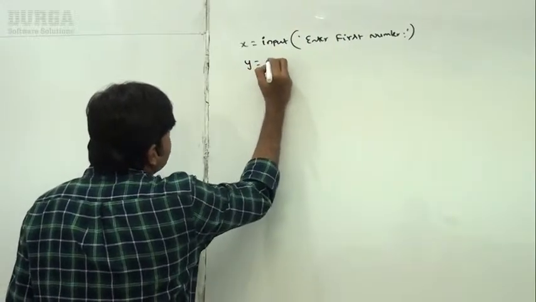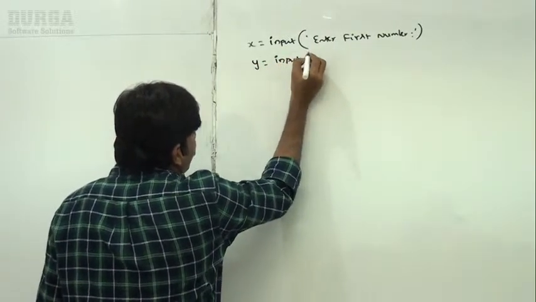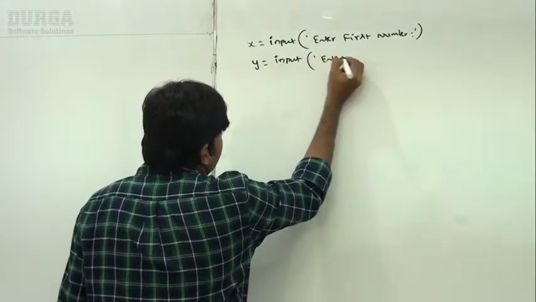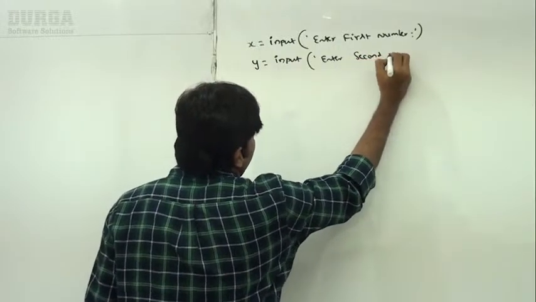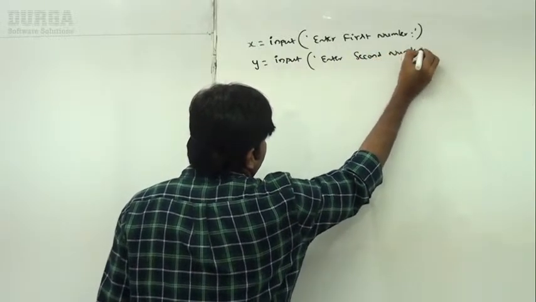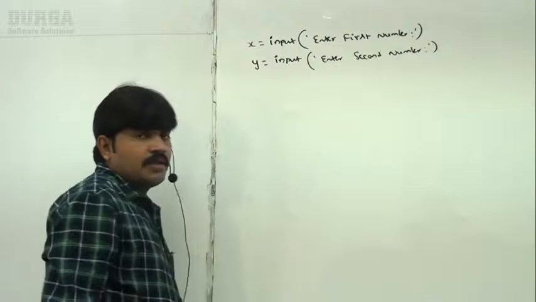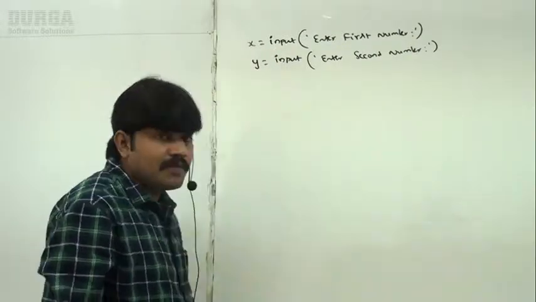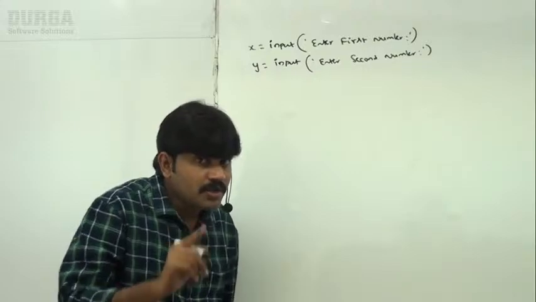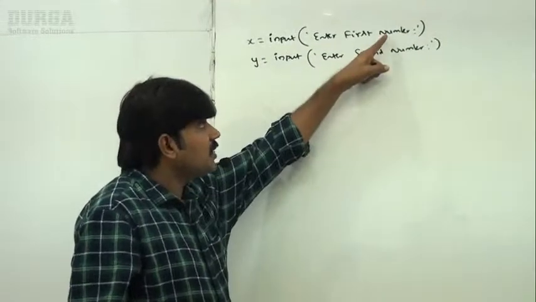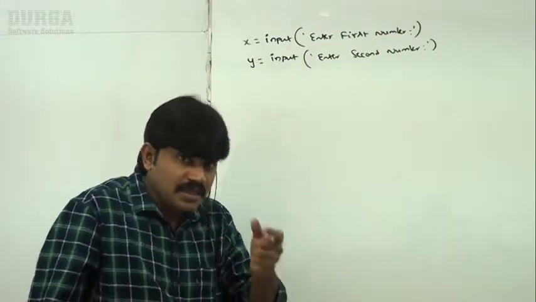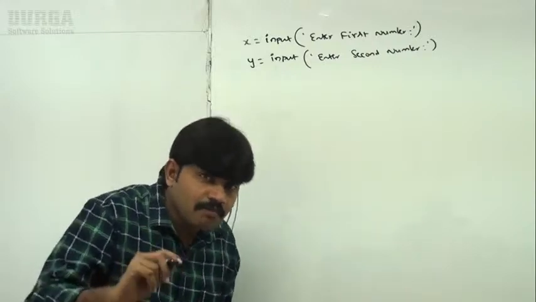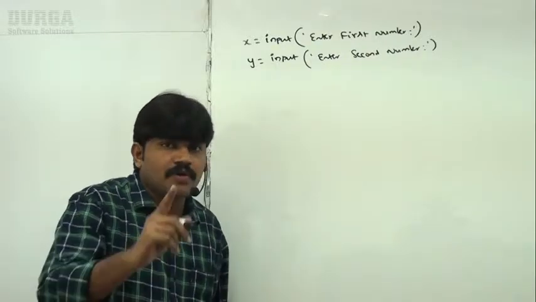Next, y is equal to input of 'enter second number'. Are you getting it? But here the problem is the return type of the input function is always what type? str type only. But the end user is trying to enter numbers, int values, right? That's why compulsorily we require to perform typecasting, sir.